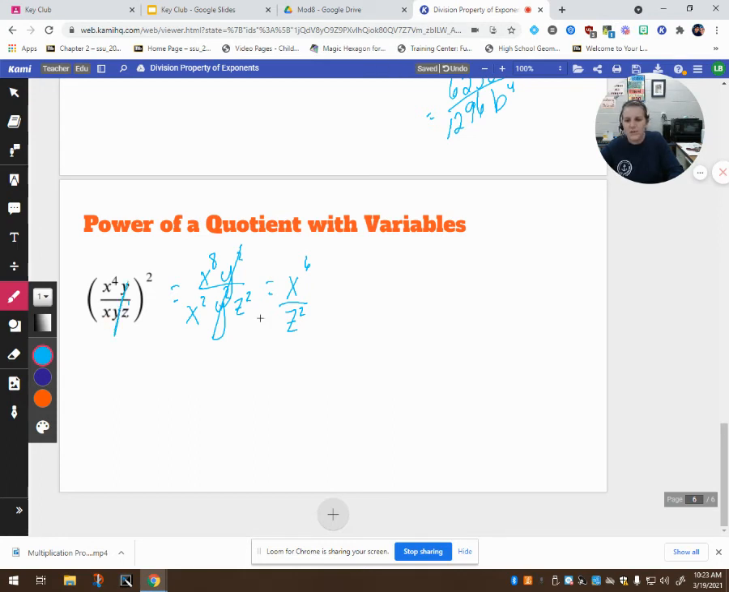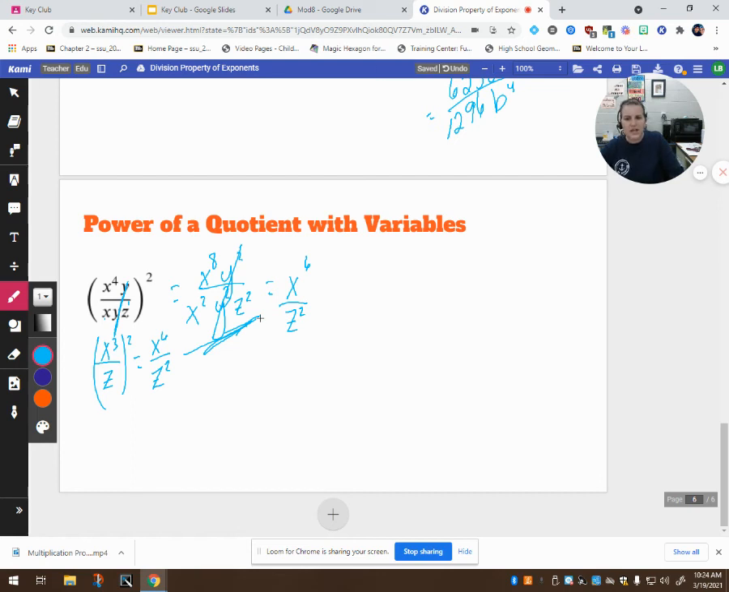We could simplify first and then distribute. So we end up with x to the third over z, because one of these cancels with the one on top, leaving me with 3. The z, nothing cancels. The y's cancel. Now raise that to the second power. 3 times 2 is 6. And z to the second is my answer. See, you can see no matter which way you do it, you're going to get the same answer.